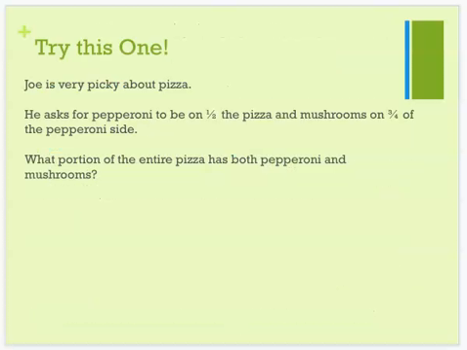So here's one you can definitely do visually. Joe is very picky about pizza. He asks for pepperoni to be on half of the pizza and mushrooms on 3/4 of the pepperoni side. Did you read that very carefully? He wants pepperoni on half of the pizza and mushrooms on 3/4 of the pepperoni side. What portion of the entire pizza has both pepperoni and mushrooms? So pause the video here, try drawing a picture.